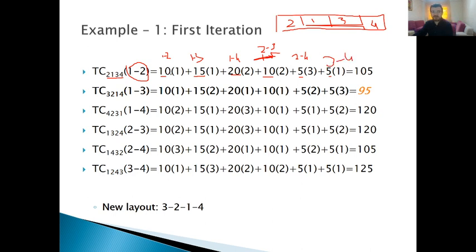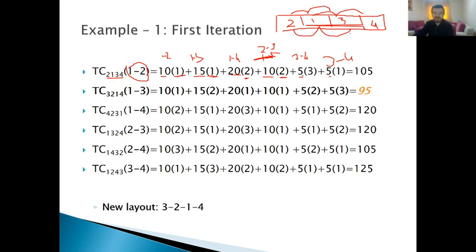So now the distance between 1 and 2 is 1. How about 1 and 3? The distance between 1 and 3 is 1. How about 1 and 4? 1, true. How about 2 and 3? It was 1 before, now it is 2. How about between 3 and 4?